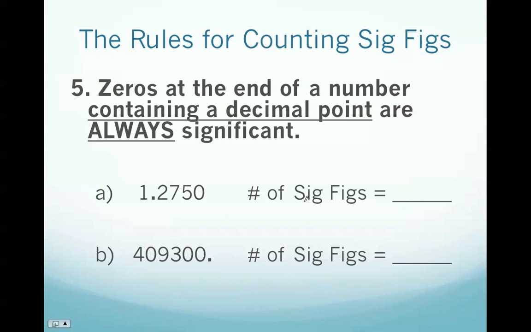All right, and then number 5, zeros at the end of a number containing a decimal point are always significant. So these two numbers have decimal points and zeros at the end. Those zeros at the end are significant. So A has 5 and B has 6.